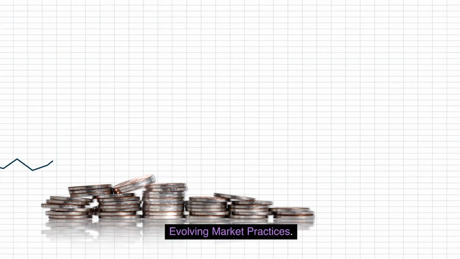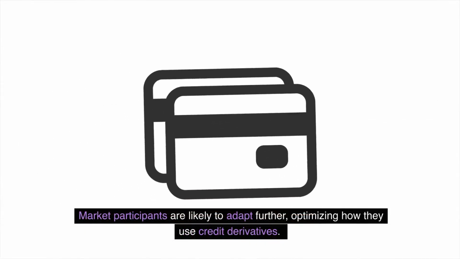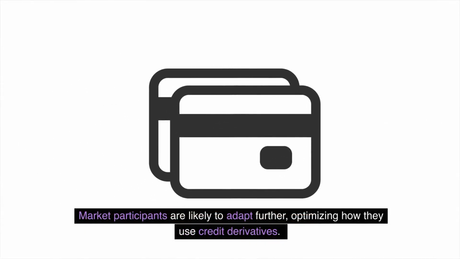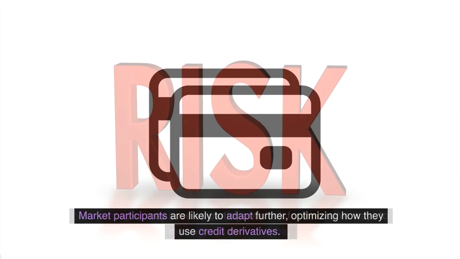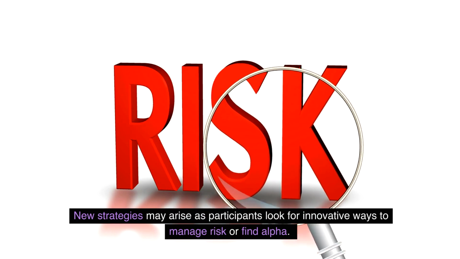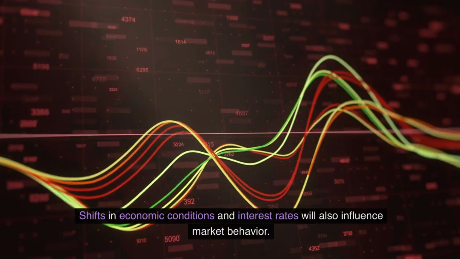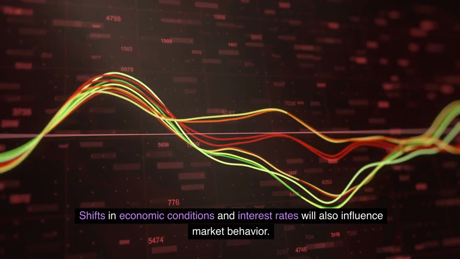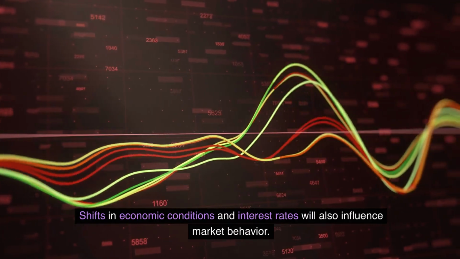Evolving market practices. Market participants are likely to adapt further, optimizing how they use credit derivatives. New strategies may arise as participants look for innovative ways to manage risk or find alpha. Shifts in economic conditions and interest rates will also influence market behavior.